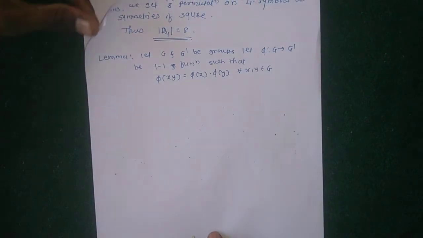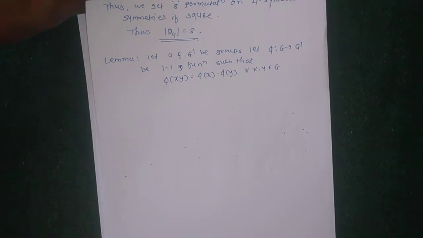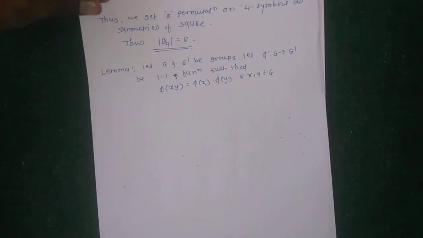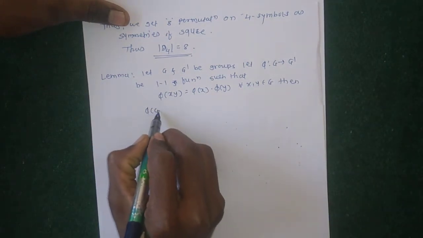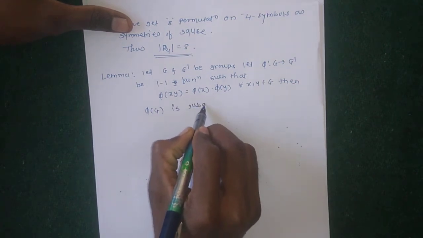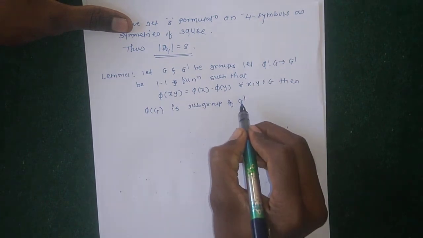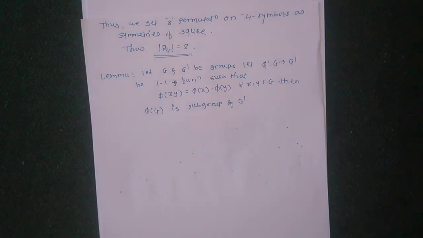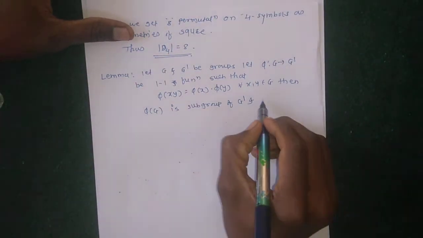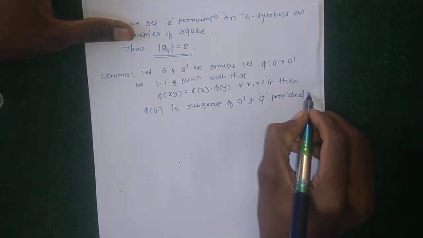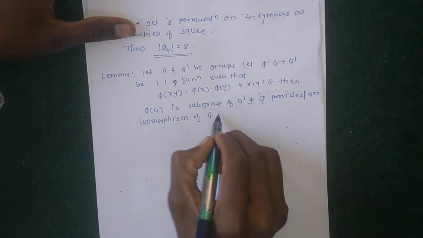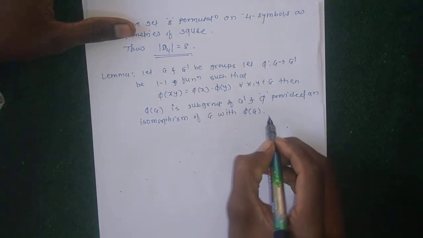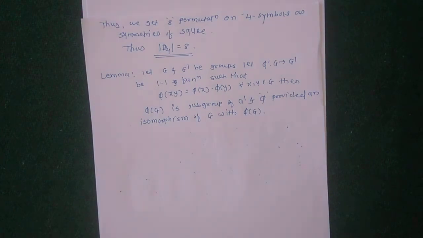For all x, y belonging to G, then phi of xy equals phi of x into phi of y for all x, y belonging to G. Then phi of G is a subgroup of G', and phi provides an isomorphism of G with phi of G.